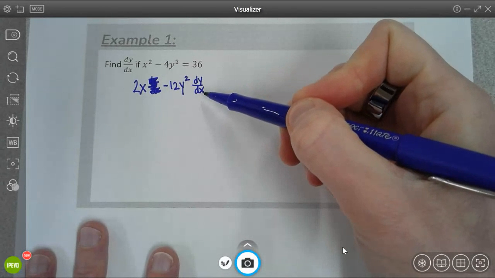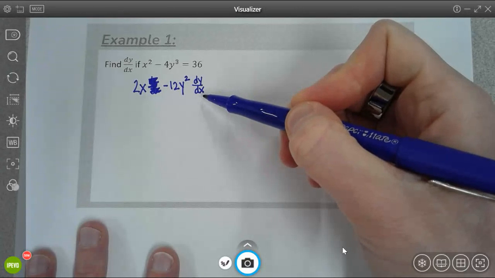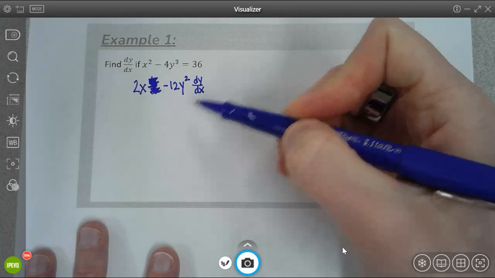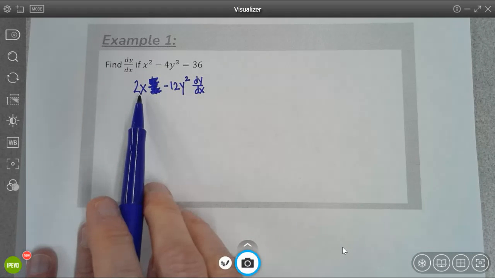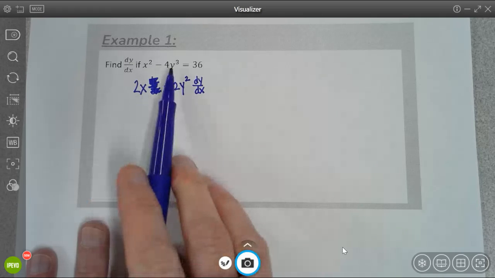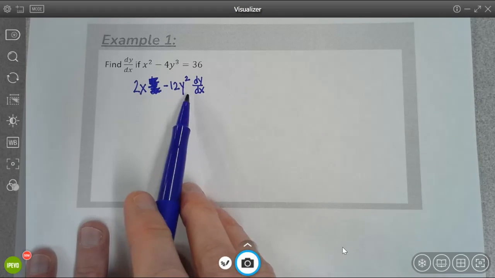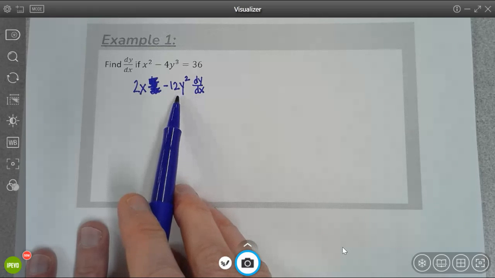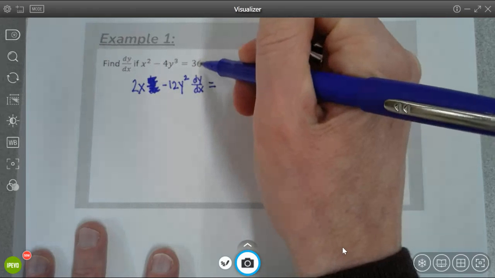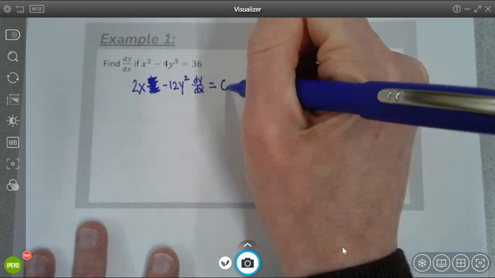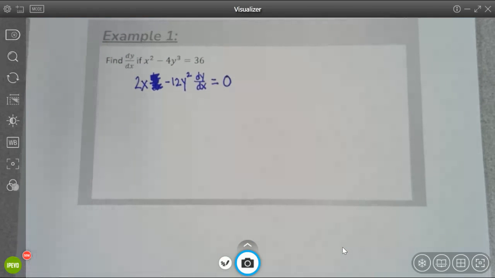And then when it comes to solving the equation for y prime or dy dx, I find it's just easier to find the dy dx's than it would be to hunt for my y primes. So I took the derivative of the first piece with respect to x and got 2x. I took the derivative of this second term with respect to x and got negative 12y squared dy dx. Then I'm going to put my equal sign, and then I'm going to take the derivative of 36, and we know the derivative of a constant is 0. So that's our first step, is to take the derivative of both sides with respect to x.